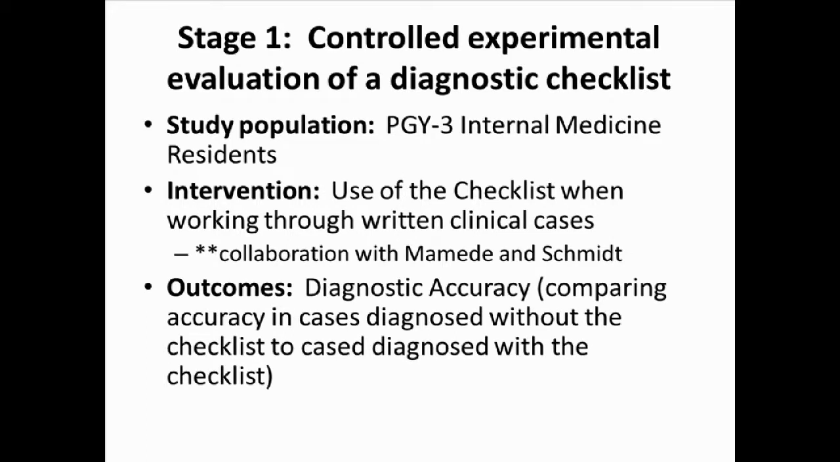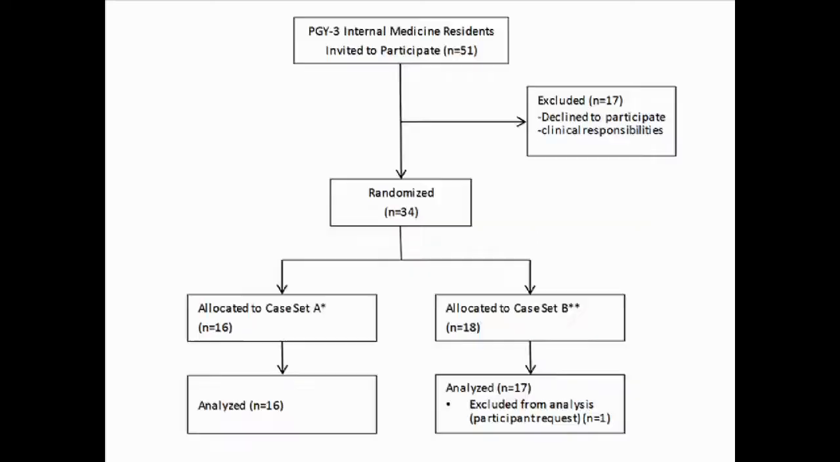And the outcome that we looked at was diagnostic accuracy, comparing cases diagnosed without the checklist to those with the checklist. This just gives you an idea of what the residents had to do when they were working through these cases. So they would read the case, they would see the checklist prompts as you saw them on the previous slide, and they were asked to answer those A, B, and C questions in this table with the idea that this would allow for direct visual comparison of the elements that supported and did not support each diagnosis and aid in the making of their final differential.